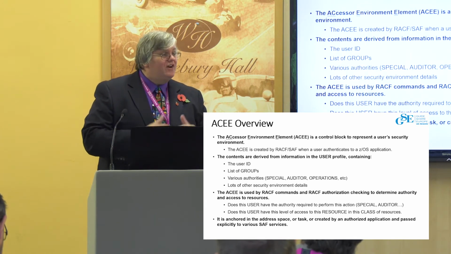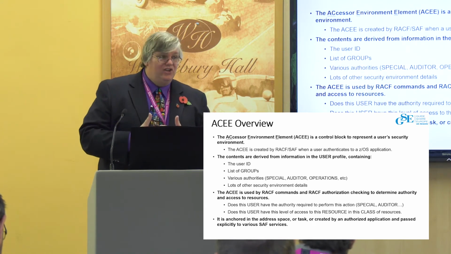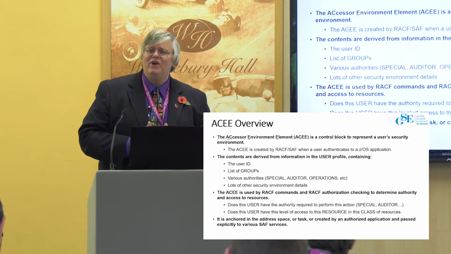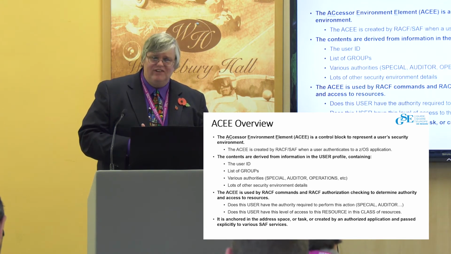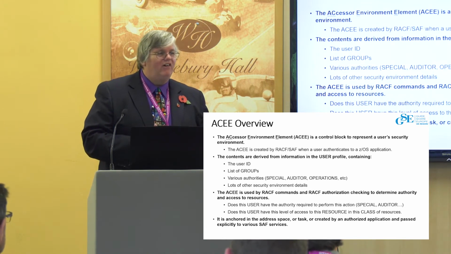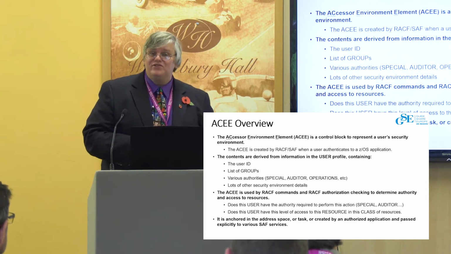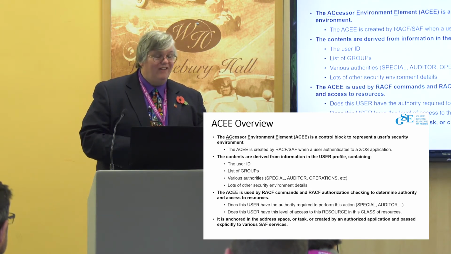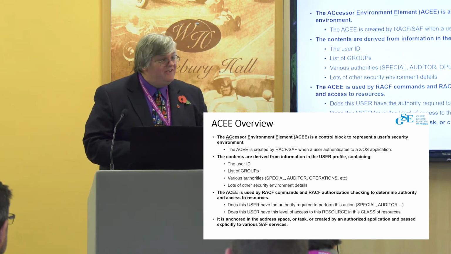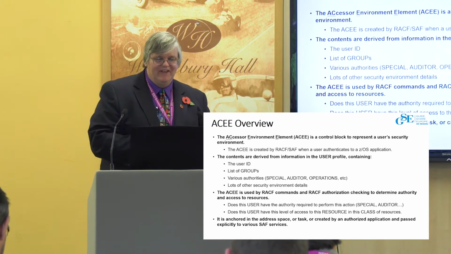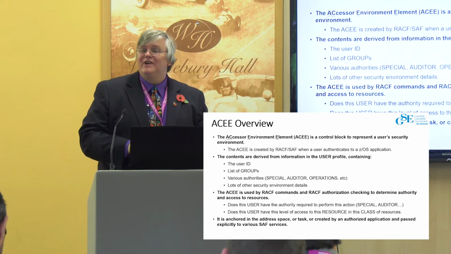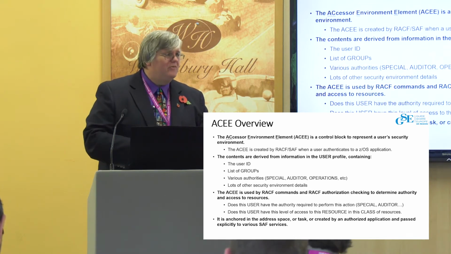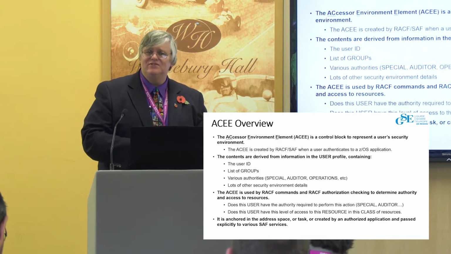You'll also see in there a list of the authorities that that user has. The really important authorities, like special, like operations, like auditor. You'll see in there pointers to very important control blocks, like the token. And in the token, you'll find some very important fields, like the trust field. There's also a lot of environmental information there. How did this unit of work come into the system? Was it a batch job, a TSO session? What was its port of entry?